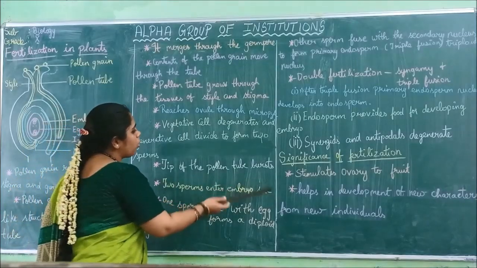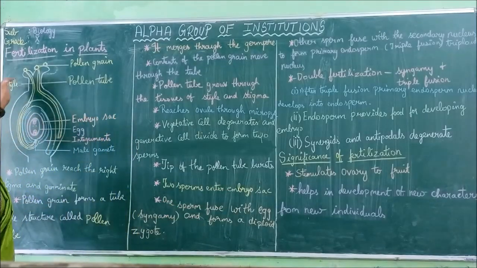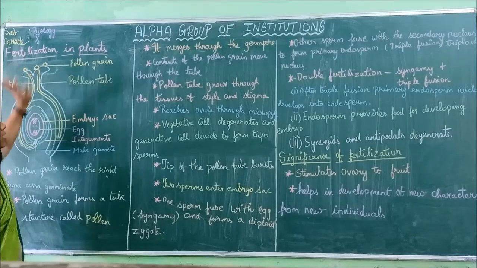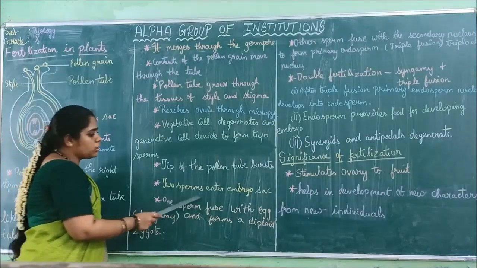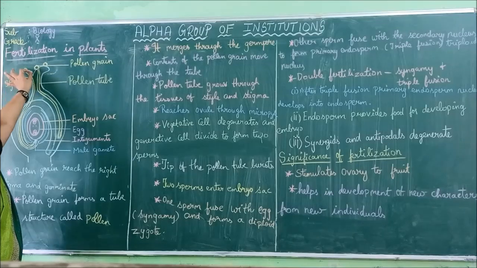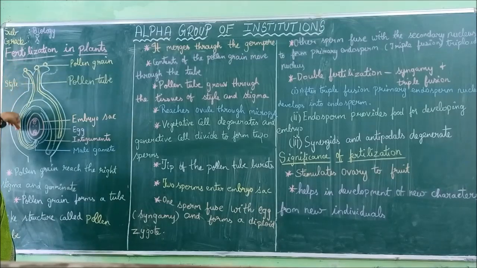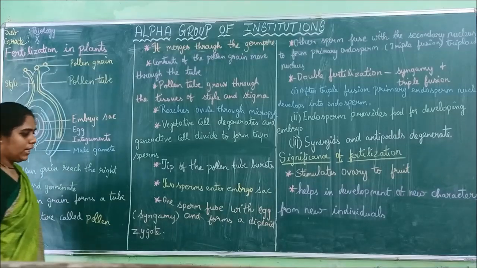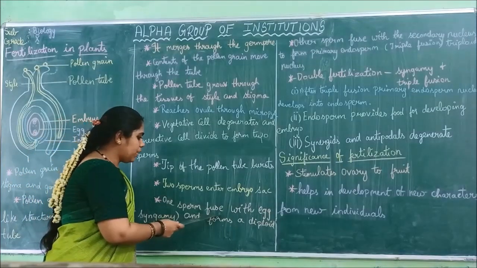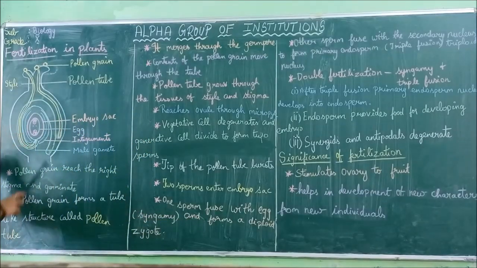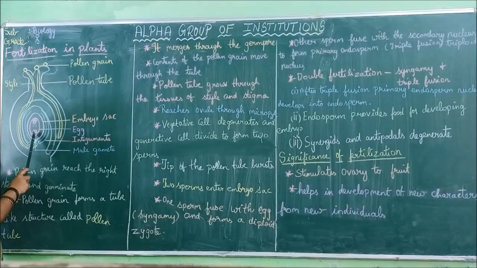And the tip of the pollen tube bursts. It just bursts off. Then two sperms enter the embryo sac through the micropyle end. One sperm fuses with the egg. So where is the egg in the ovule? This one. Two synergids are present, and the big one is the egg apparatus.